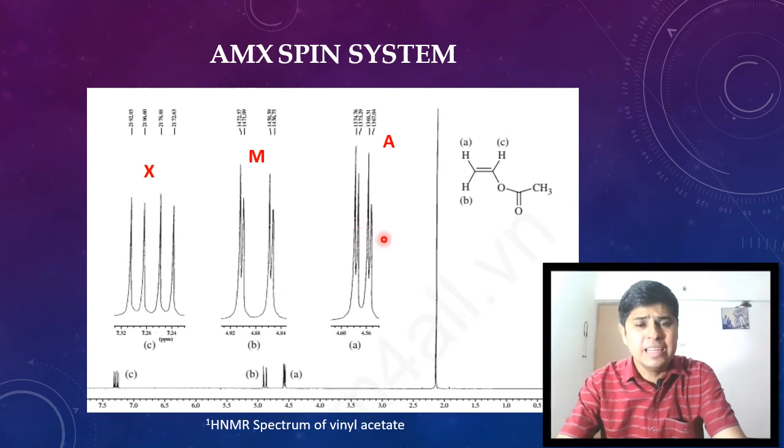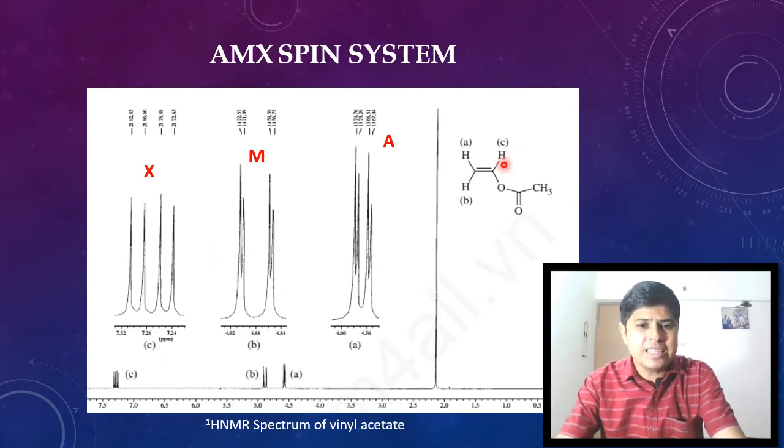Now proton B also should give a doublet of doublet, as it has one geminal neighbor and one trans neighbor, that is a vicinal neighbor, HC. So proton HB is also giving a doublet of doublet. Similarly, proton HC is giving a doublet of doublet, as it also has two different neighbors, one cis neighbor and one trans neighbor. Hence we get a doublet of doublet for proton HC also.